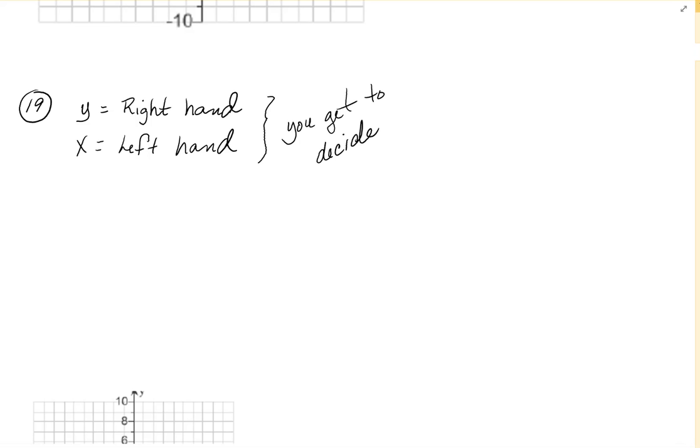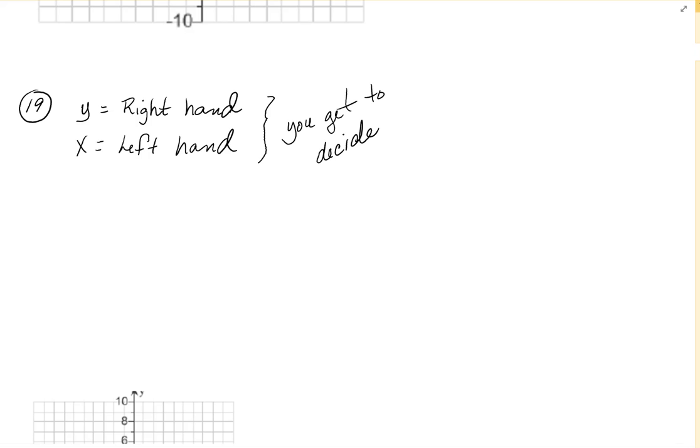The most important thing you do when you read through it is decide what X and Y will stand for. So I already have that written down, but if I read through it, it says the number of right-handed students in a mathematics class is 9 times the number of left-handed students. The total number of students in the class is 30. How many right-handed students are in the class? How many left-handed students are in the class?